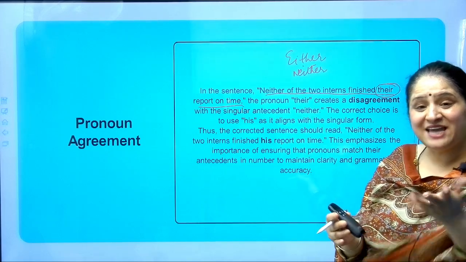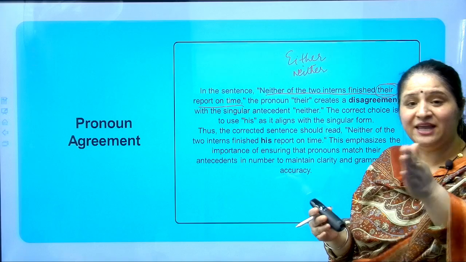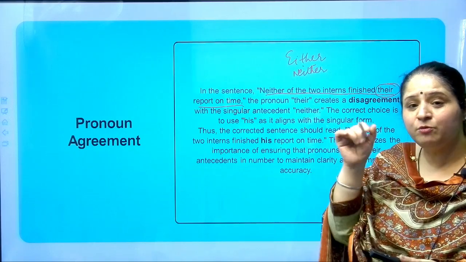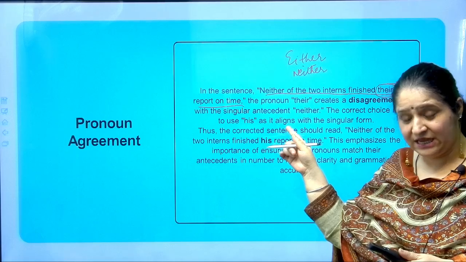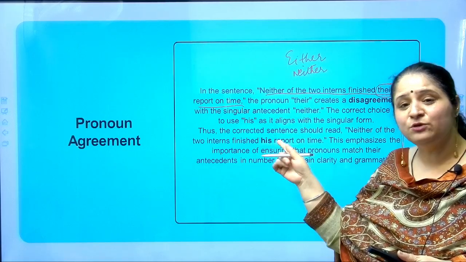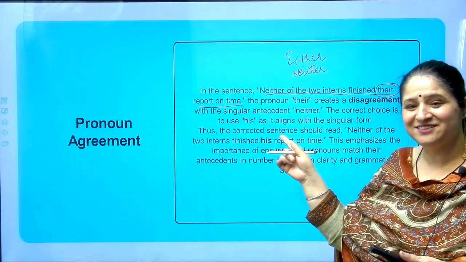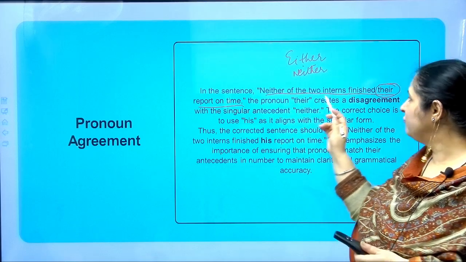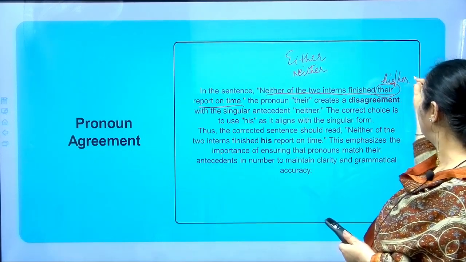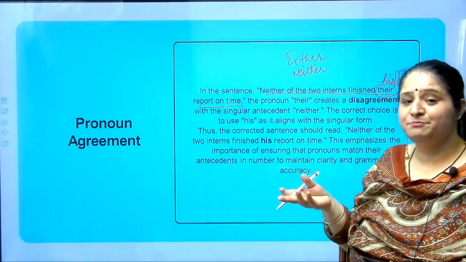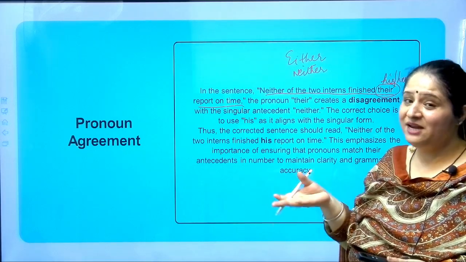Because मैं दोनों में से एक की भी मतलब किसी ने नहीं करा, so I'm taking them individually. So अगर मैं neither बोल रही हूँ या either बोल रही हूँ, तो उसके साथ जो pronoun होगा, ठीक है, वो क्या होगा, वो correspondingly singular होगा ना. It cannot be plural. Are you getting it? So neither of the two interns finished their की जगह his or her होगा. If that person is a male, his. If that person is a female, her.